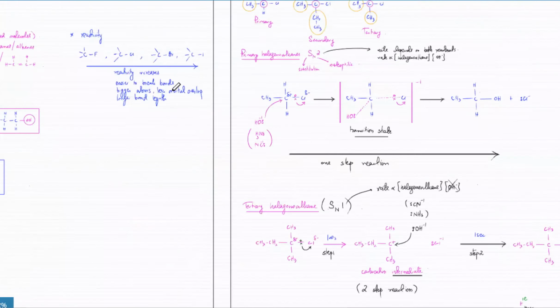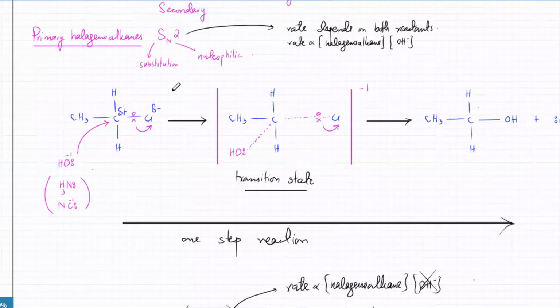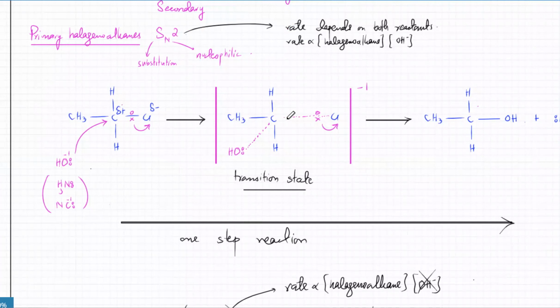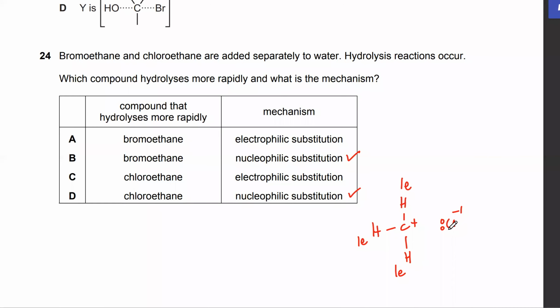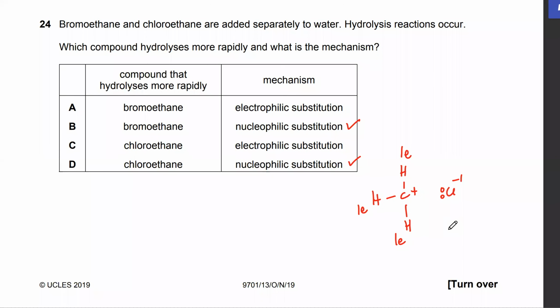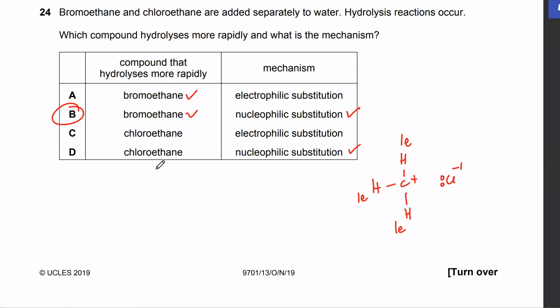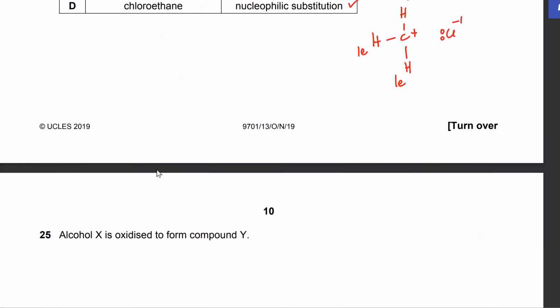If you imagine you have a fluorine over here, the carbon fluorine bond is really strong, so it's a lot harder to break. Is that clear? Yes. So the compound that hydrolyzes more rapidly is going to be bromoethane. So it's going to be B. Chloroethane would have a stronger bond. So the answer for that is B.